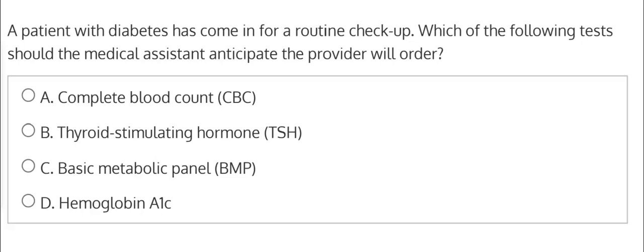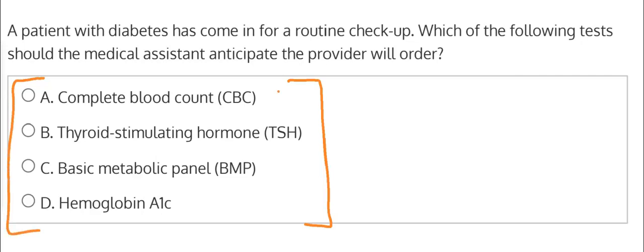A patient with diabetes has come in for a routine checkup. Which of the following tests should the medical assistant anticipate the provider will order? So now when we look at our choices here, these all look like typical tests that we would see on a well visit, just a typical checkup visit.